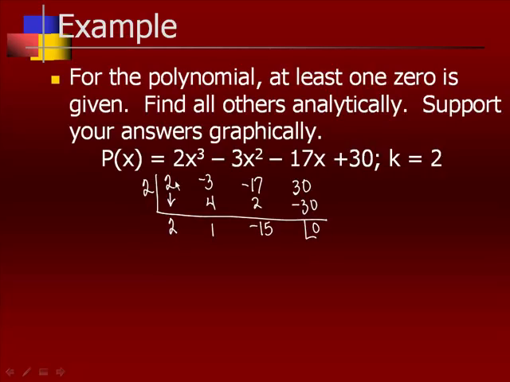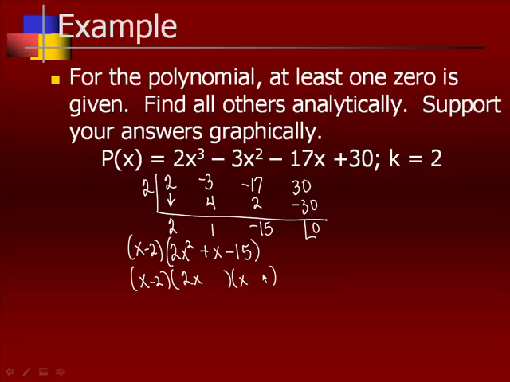Now remember what the quotient means? If this is a 2x to the third and we're dividing by an x minus 2, then this becomes 2x squared plus x minus 15. Now because 2 was a 0, that meant x minus 2 was a factor. So now what we can do is go through and factor this, 2x and x, 5 and 3. That would give us a +6 and a -1. So this would be considered factored form.